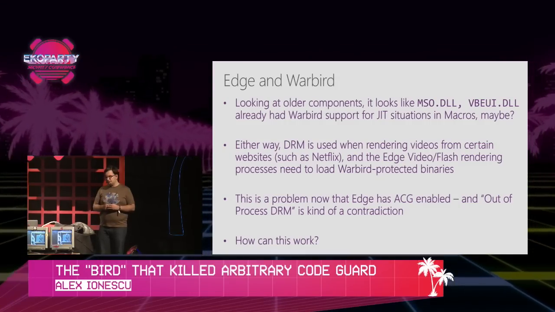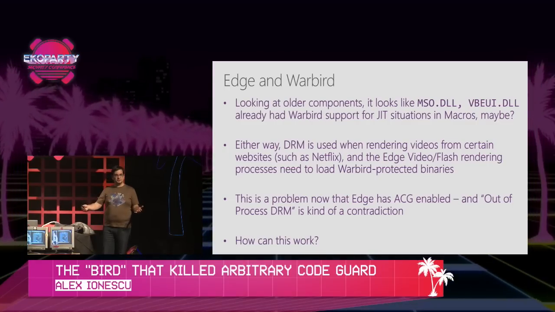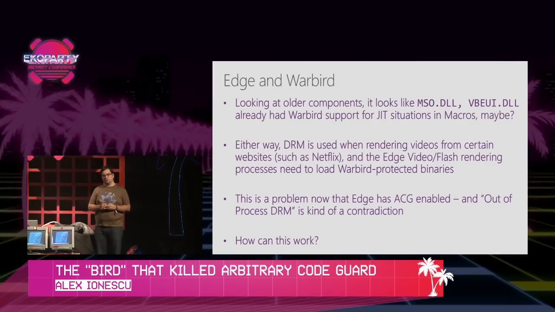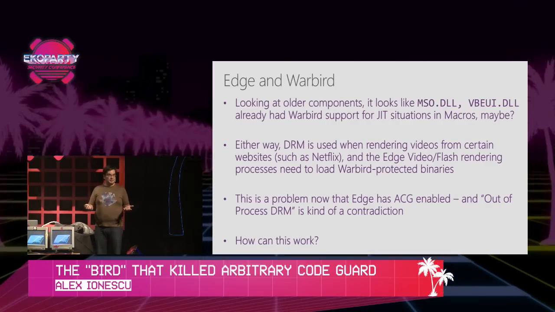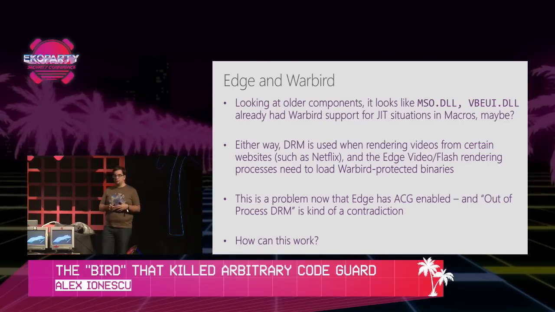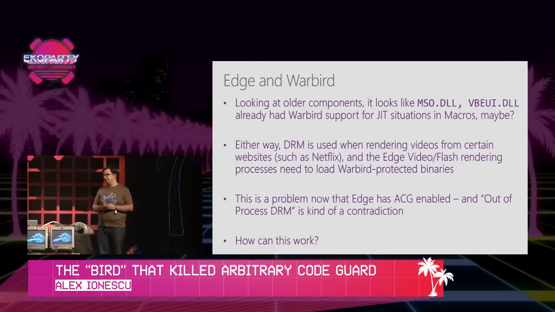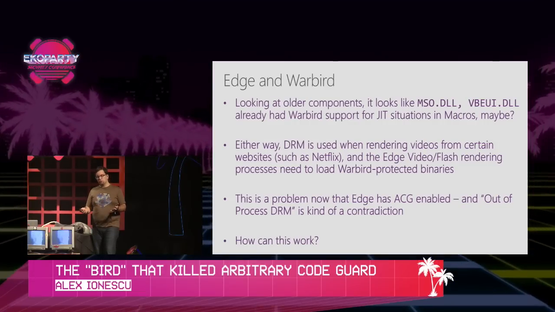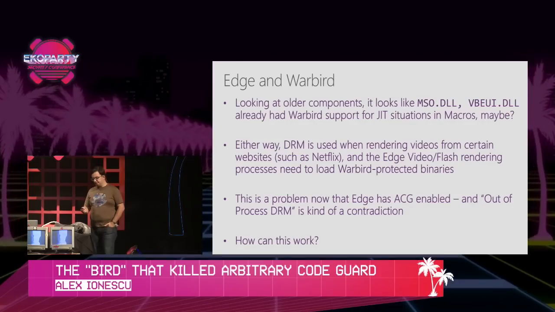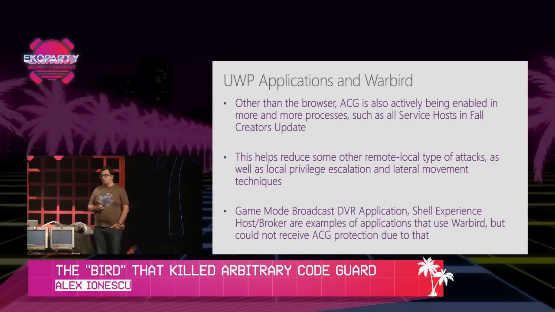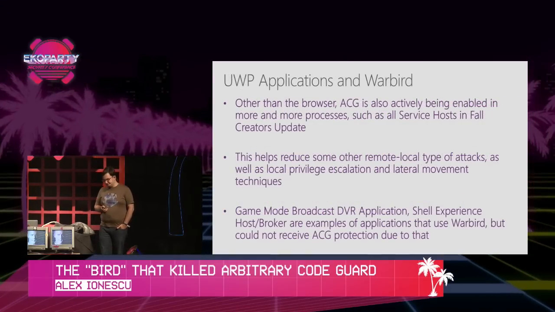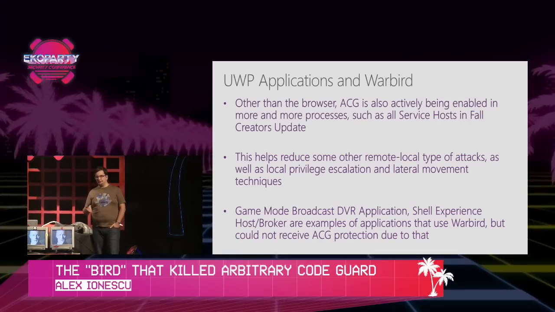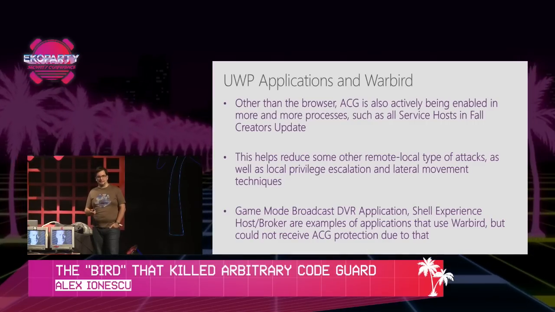And not just Edge, but also if you think about other applications we want to protect, like games. We may want to disable arbitrary code generation in a game to make game exploitation harder, but at the same time, we need warbird in a AAA game to work. So how can we make DRM, aka warbird, work if ACG is enabled? Well, we need something special, right? And the same applies for the shell, for game mode, all these binaries that are now protected in Creators Update.